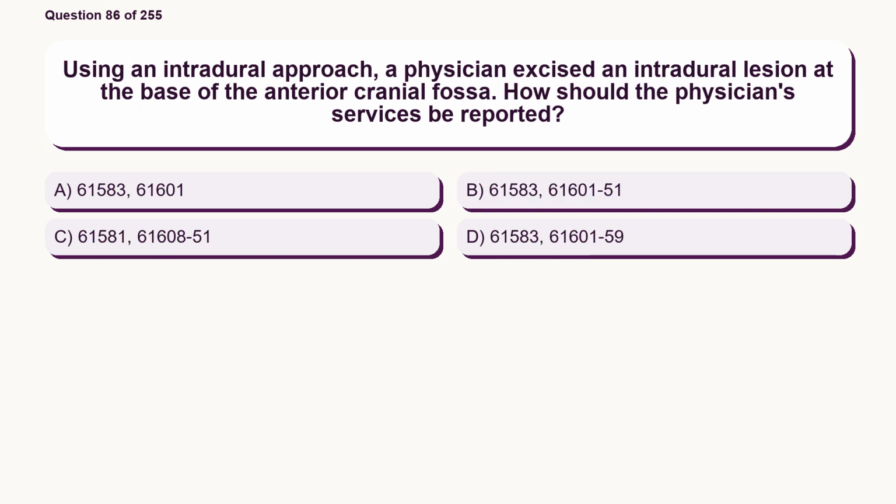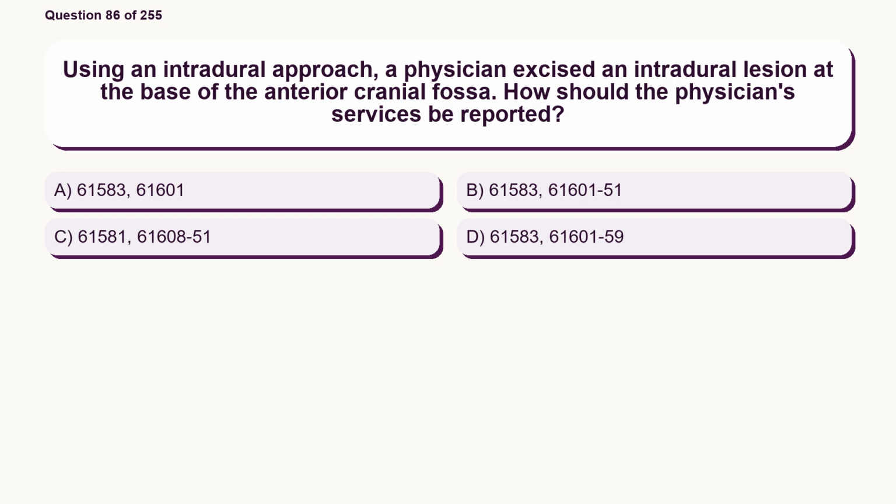Question 86. Using an intradural approach, a physician excised an intradural lesion at the base of the anterior cranial fossa. How should the physician's services be reported? Option A, 61583, 61601.